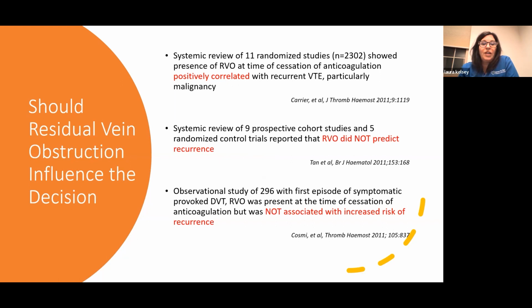There was a review of 9 prospective cohort studies and 5 randomized control trials that did not predict recurrence. In an observational study of 296 patients with the first episode of provoked DVT, residual clot was not associated with an increased risk of recurrence. But again, they're starting to isolate out this provoked versus unprovoked. And I think we really will see those risk factors start to weigh into how we treat these patients long term.